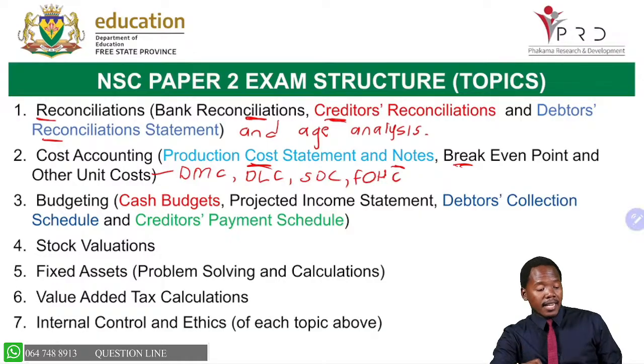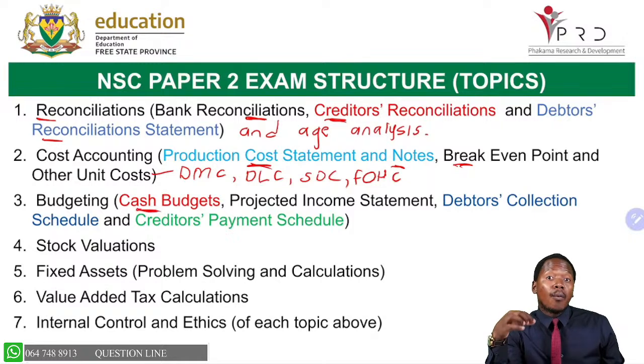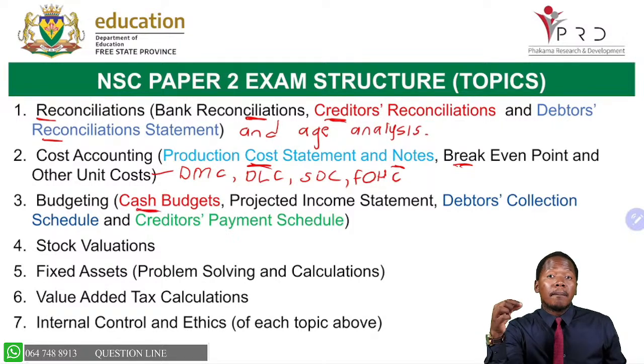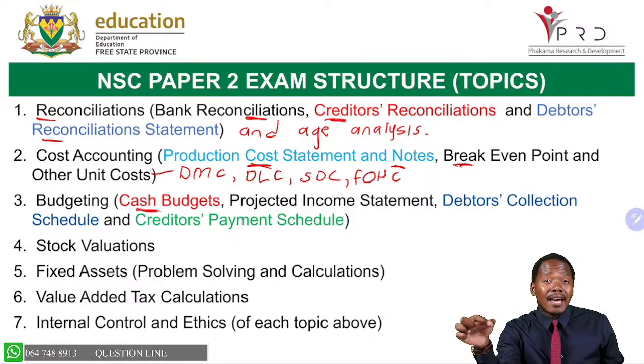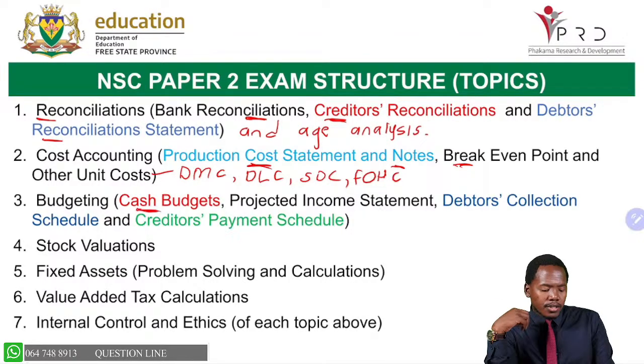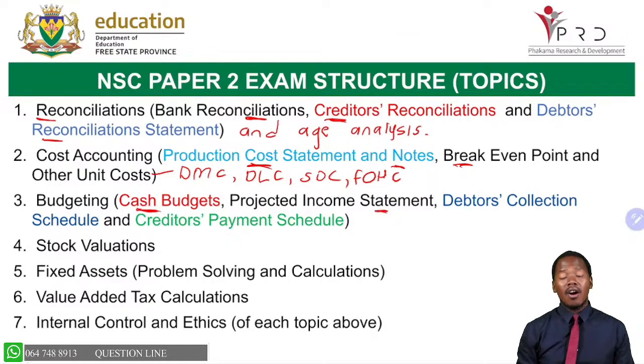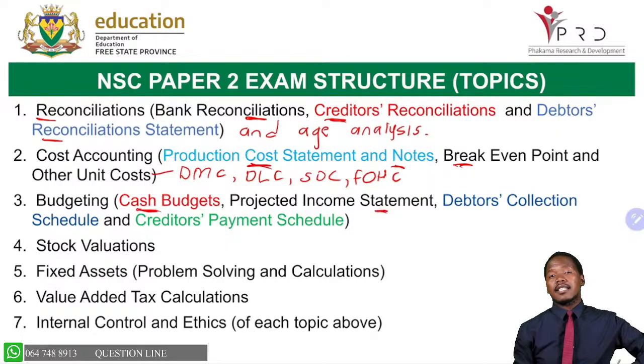And then number 3, we need to know the topic budgeting. What do we expect under the topic budgeting? We expect the cash budget. Remember, in grade 12, normally we would have to complete certain missing items in our cash budget, analyze our cash budget. And then we also expect to see our projected income statement, also analyze certain figures in our projected income statement.